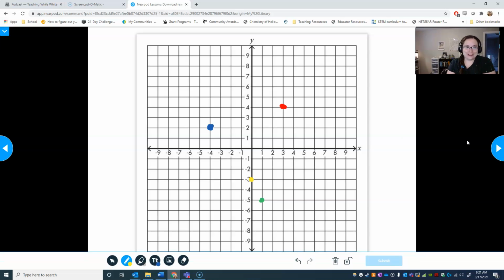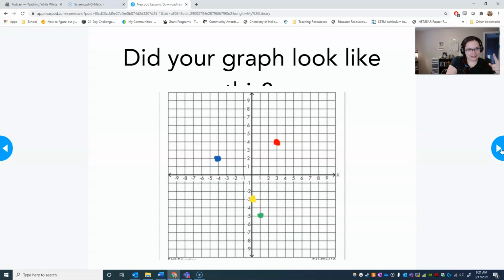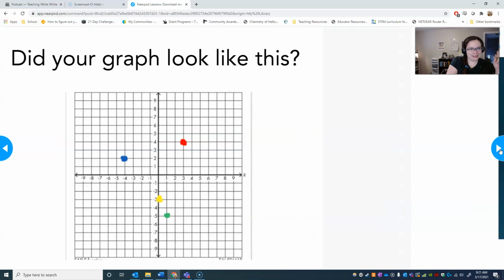And if your graph didn't look like it, that's okay. This is the very first time we're practicing this, and if you have a point that doesn't match up, take a second to think about why. Alright, here's the answer key I showed in class.